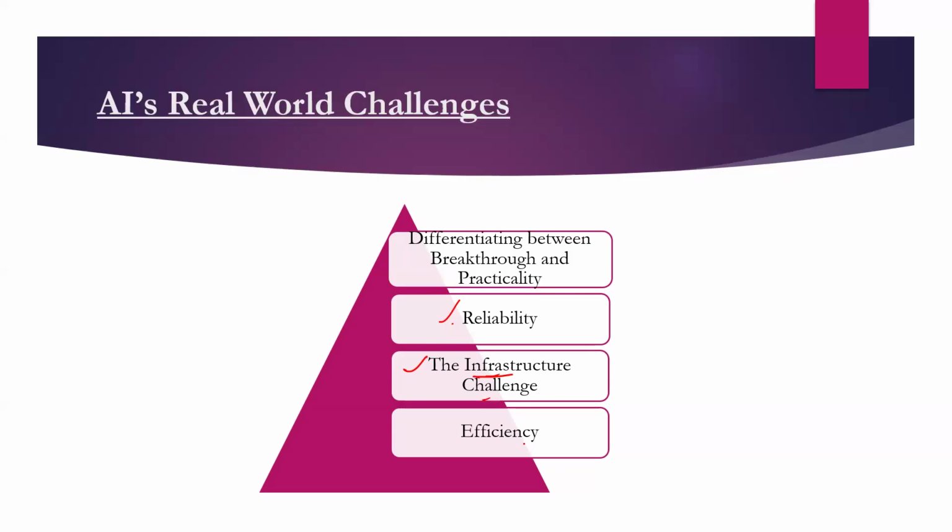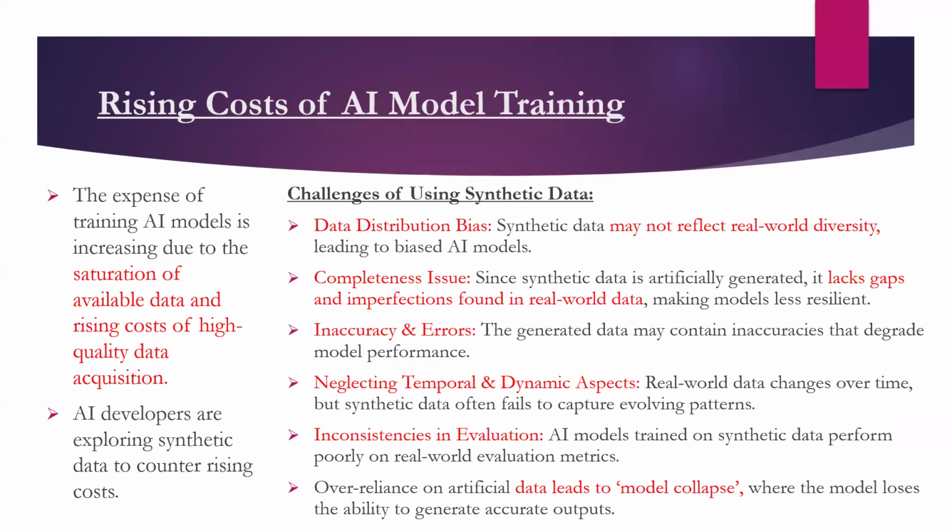And the final aspect is efficiency. Efficiency is also a challenge. So currently, what is the major issue that is going on? The rising cost of AI model training. Earlier you could directly use data, but now saturation has been reached, and to get new, high quality data, there are rising costs involved with it.